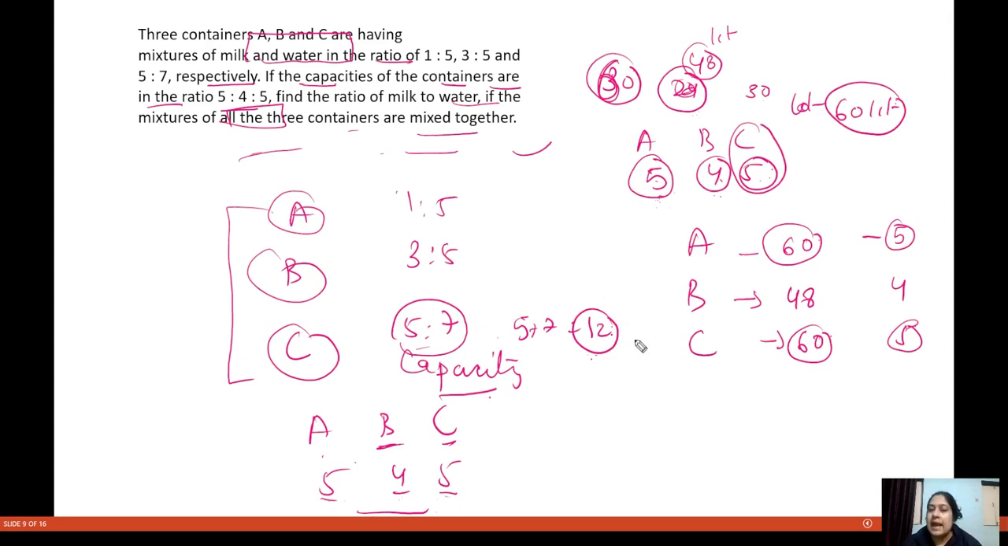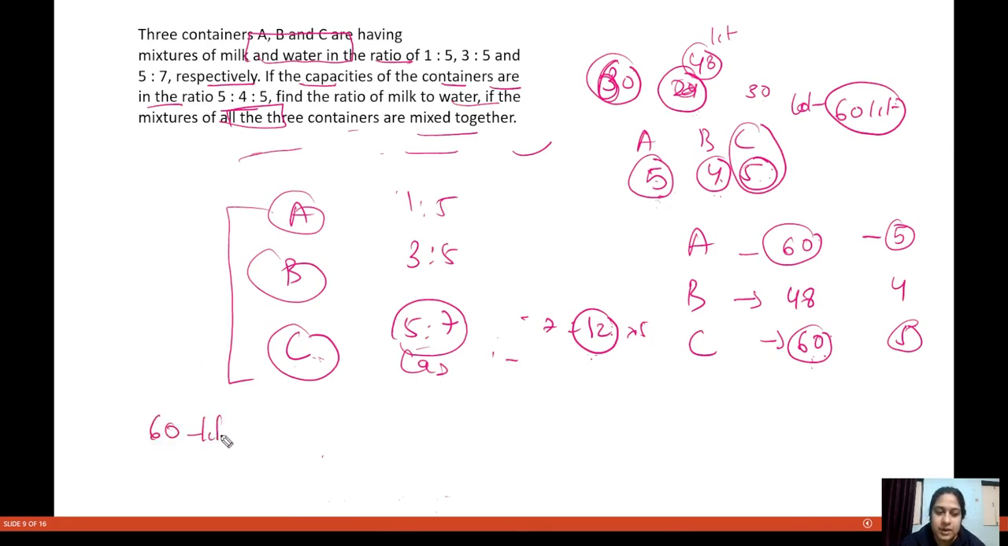Okay, so understand this very carefully. When you have 60 liter of a mixture of milk and water in this container, that means 60 divided by 12 is equal to 5, because 5 plus 7 is 12, and this is the ratio of milk. So that means you have 25 liter of milk and 35 liter of water. Fine.